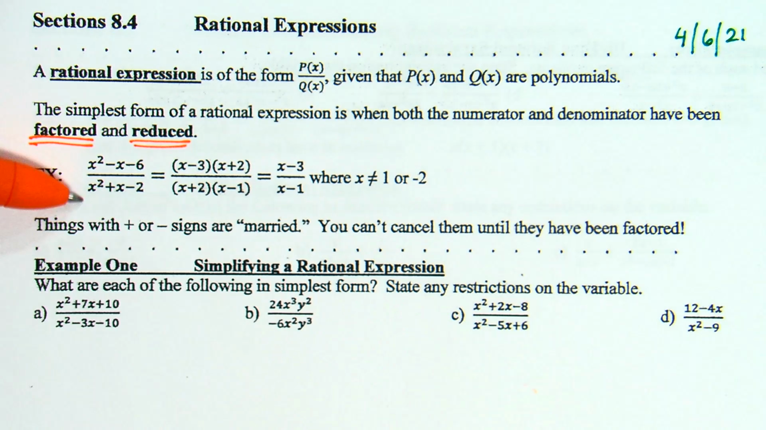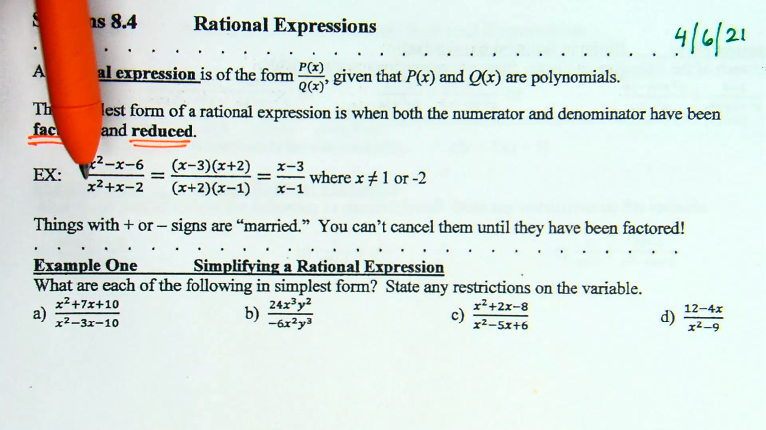You cannot cancel pieces that are added and subtracted. Okay? So the big thing to remember is you can only cancel factors. Okay, we can't cancel pieces being added and subtracted. So as tempting as it is, cancel the x squareds, we can't do that.